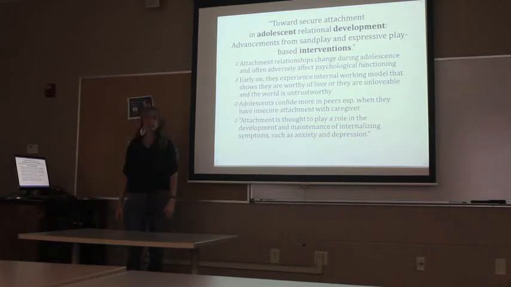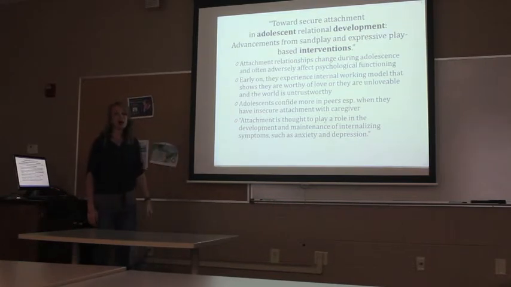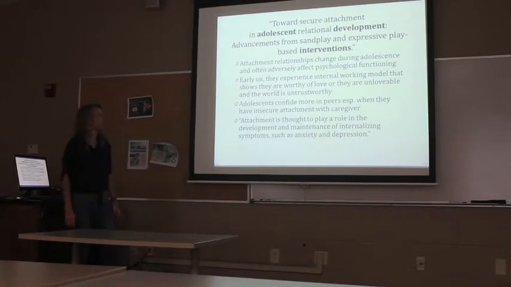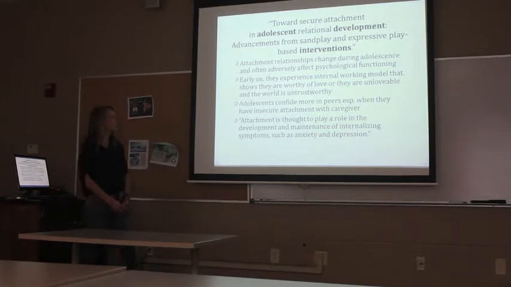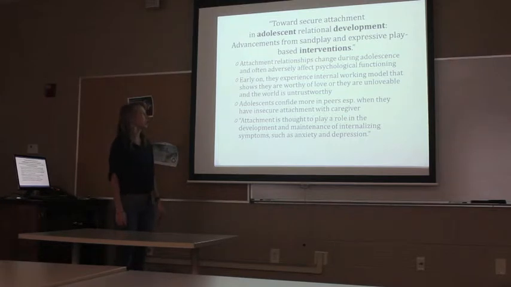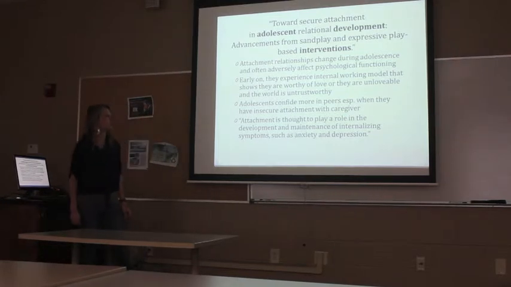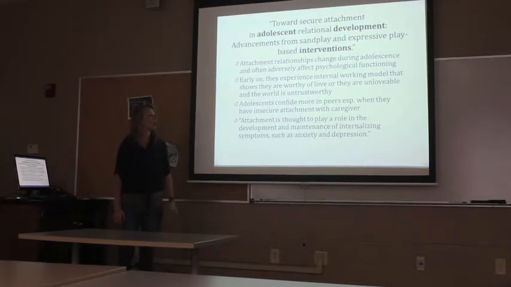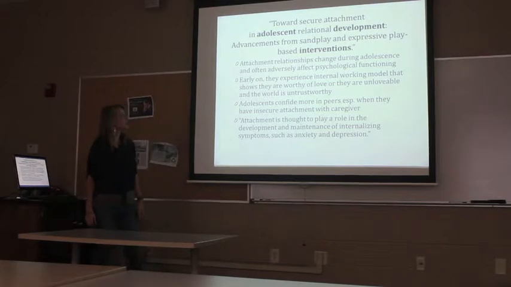Okay, so now we're just going to talk a little bit explaining about our article and what the article was about. And the main point of it was just the attachment in adolescence. So the first point was that attachment relationships change during adolescence and often adversely affect psychological functioning. This was just making the point that the relationships don't stay stagnant. They're always changing, and especially in adolescence, which is such a pivotal point in somebody's life.